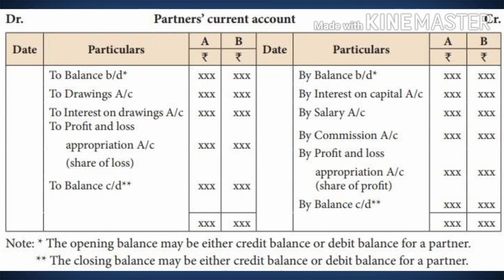A partner's current account may have a credit balance or a debit balance. A credit balance of this account is shown on the liability side of the balance sheet, while a debit balance is shown on the asset side of the balance sheet. Is it clear? This is the format of partner's current account.